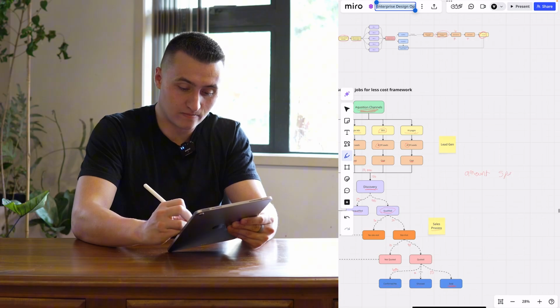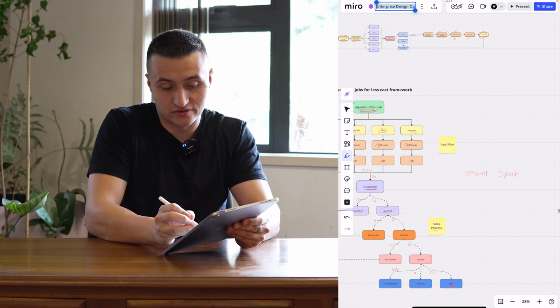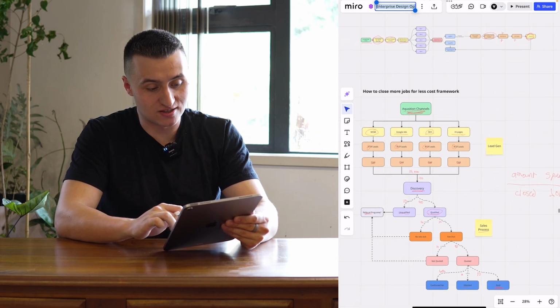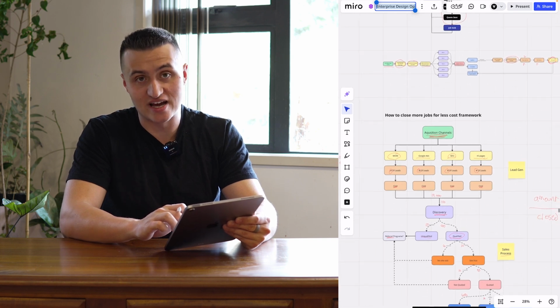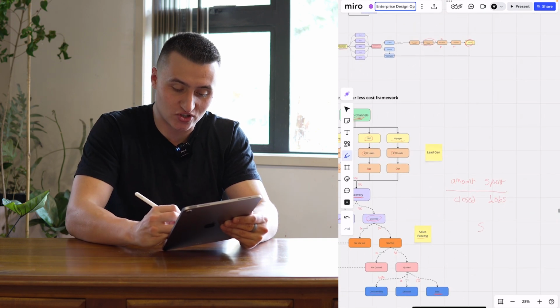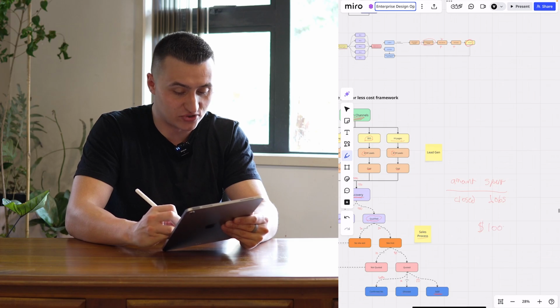And essentially, all you have to do to figure out your customer acquisition cost is amount spent divided by closed jobs. So if we spent $10,000 and we have 10 sales out of 100, that means our cost per acquisition, cost per closed job, is $1,000.